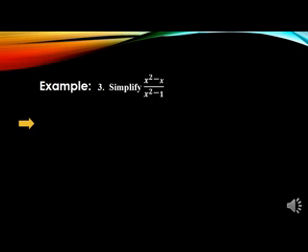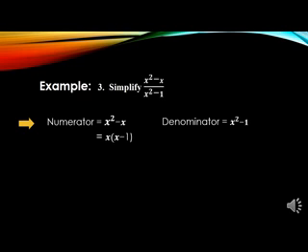So let us have our last example. Simplify x squared minus x all over x squared minus 1. So the first step is factor the numerator and the denominator completely. So the numerator is x squared minus x, and its factors are x times x minus 1. And the denominator is x squared minus 1. As you can see, x squared minus 1 is in the form of difference of two squares. So its factors are x minus 1 times x plus 1.